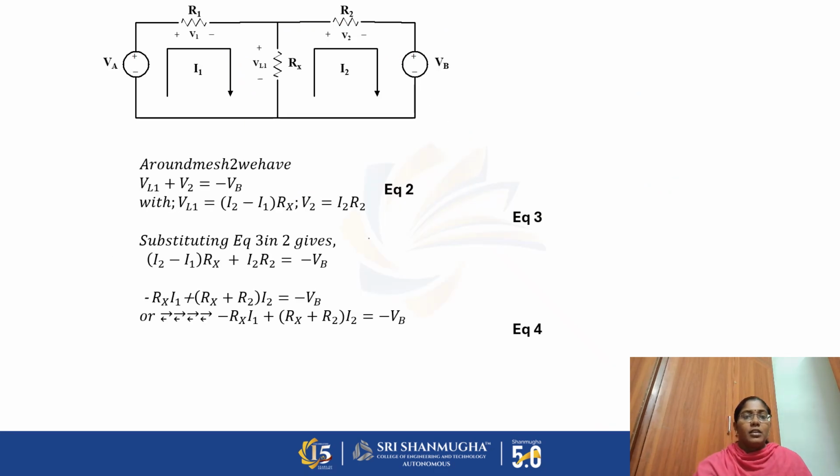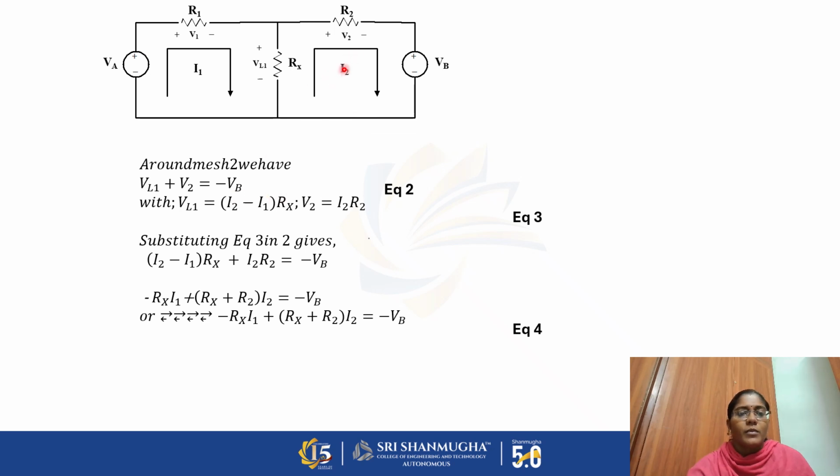Now you can look at the second mesh. In the same manner, you have to apply Kirchhoff's voltage law. The current flowing in the second mesh is I2. Here we have a voltage source, so look at the direction of current flowing through it. The direction of the mesh current is flowing towards the negative terminal, right? So you have to write it as minus VB.